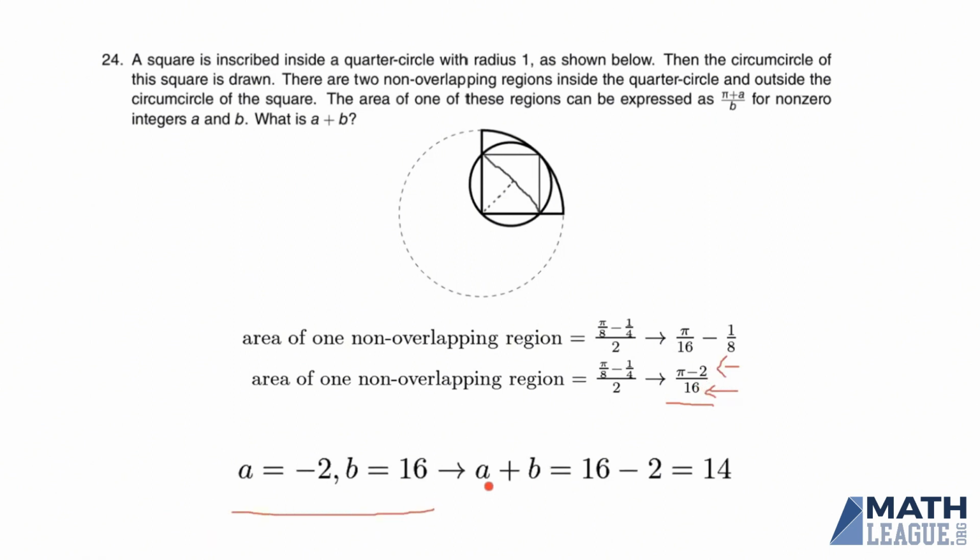So since we know that, we can add them. A plus b is going to be 16 minus 2, and 16 minus 2 is 14, which is our answer. And we're done. Thank you.